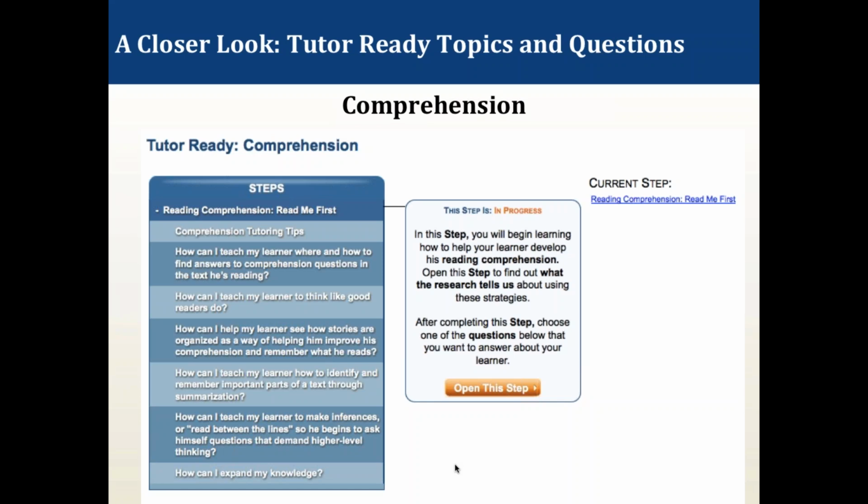How can I teach my learner how to identify and remember important parts of a text through summarization? And how can I teach my learner to make inferences or read between the lines so he begins to ask himself questions that demand higher level thinking?